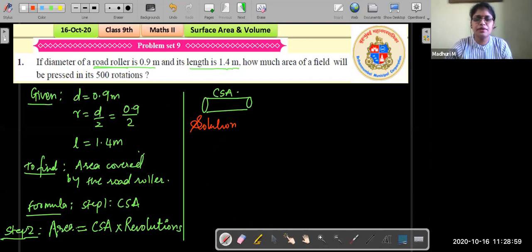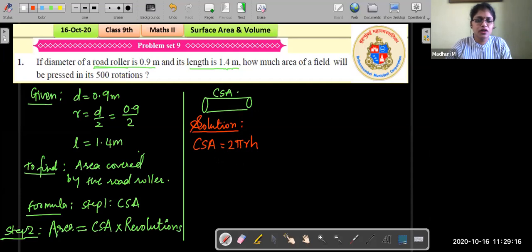The first step is to find CSA, right, students? So we begin with writing out the formula of CSA. What is CSA of a cylinder? That is 2 pi RH, right? Curved surface area of cylinder.